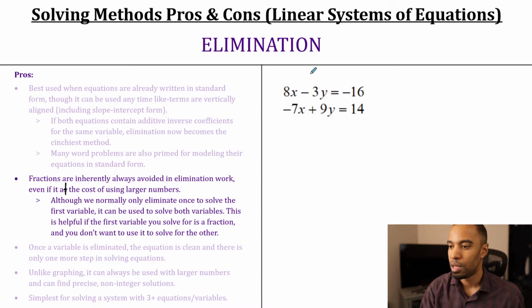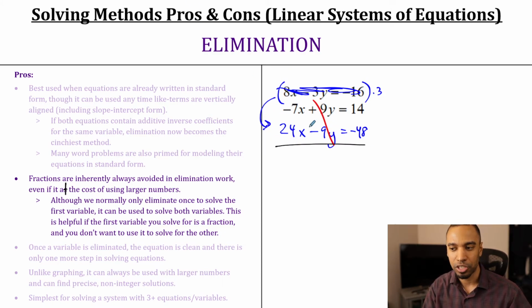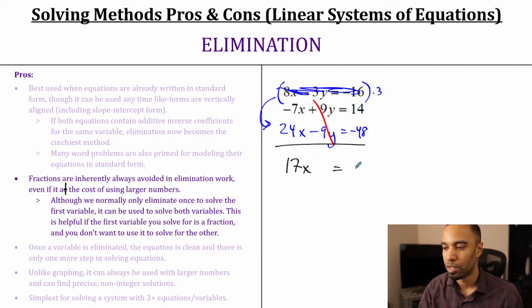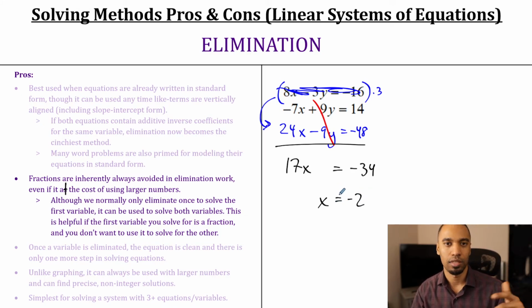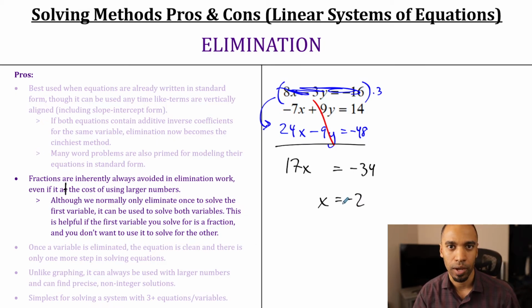I can avoid it by saying, what if I multiply this top equation by 3? Suddenly I have 24x minus 9y equals -48. Ignore this now. Now I have 9y and negative 9y. Let's eliminate. I've avoided the need for any fractions in getting x by itself. x is -34. So I'm already done with solving for x, and now I can use that to solve for my y in some way.